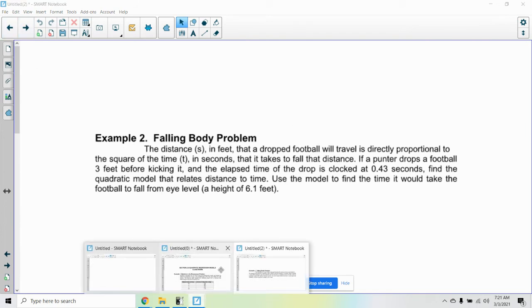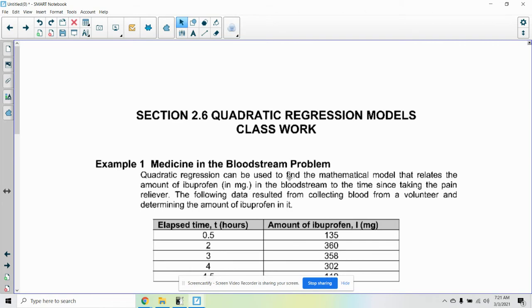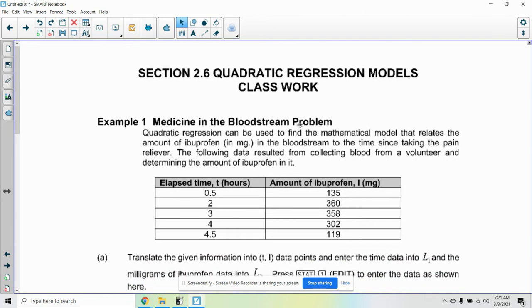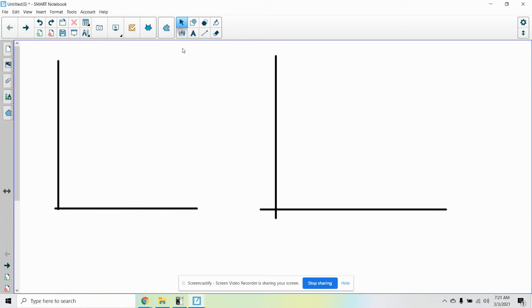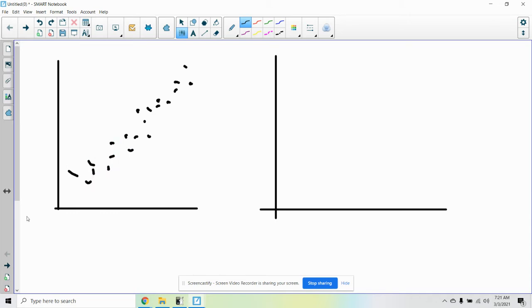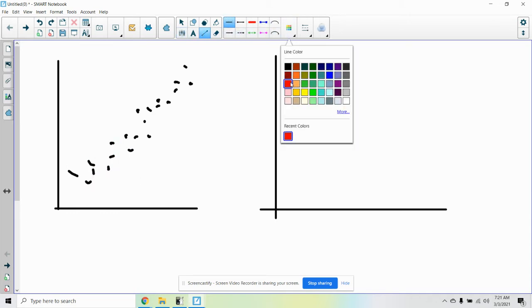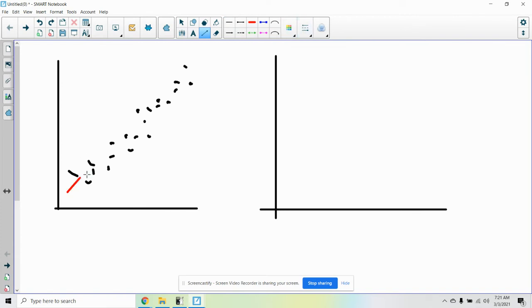So we are starting 2.6, quadratic regressions. Just like in chapter one, we did linear regressions. If I had data that I knew followed somewhat of a linear path, I could use my calculator to find the line of best fit, the line that kind of goes through the middle of the data, or as close to the middle as possible. So we're doing the same thing, nothing new, except now our data is going to look a little quadratic.